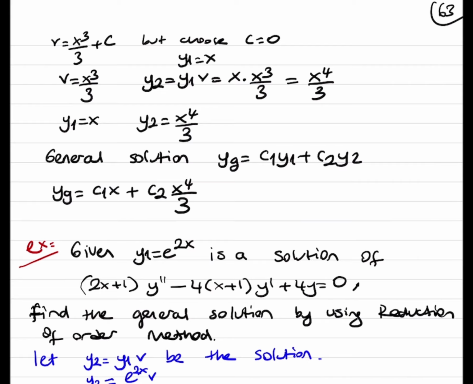We need to know this to solve the differential equation, and we will substitute this in the equation and find y2. We said y2 is equal to e to the power 2x times v. To substitute, I need to find the first derivative and the second derivative. So I find them using the product rule. Recall (uv)' is equal to u'v plus uv'. So this is the product rule.